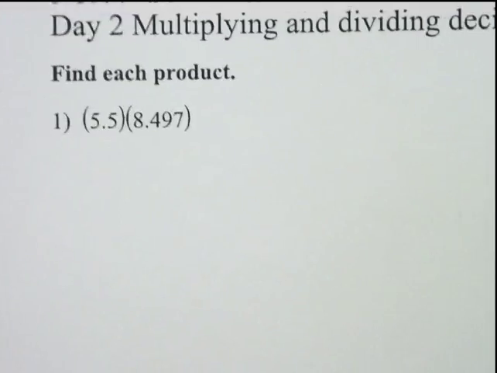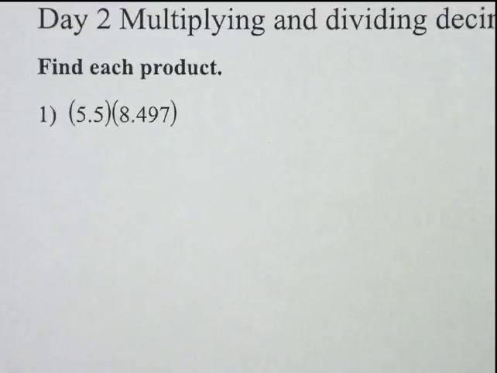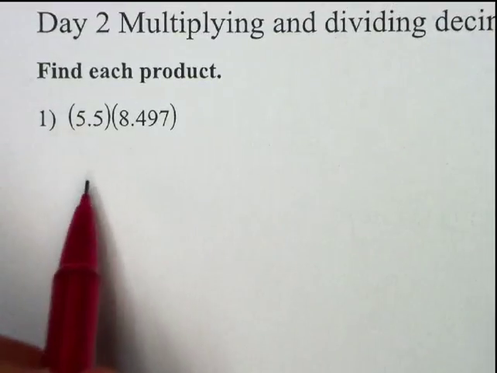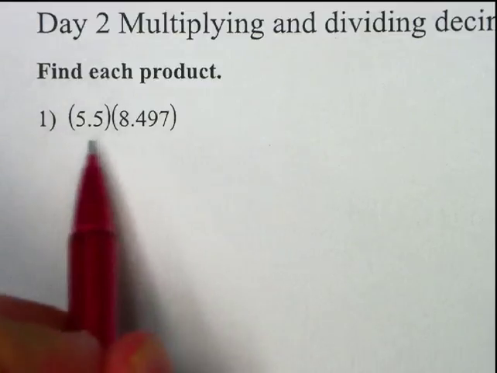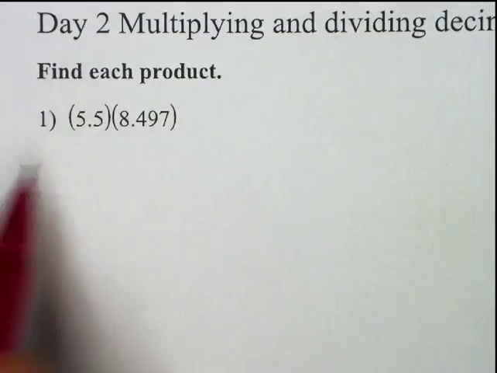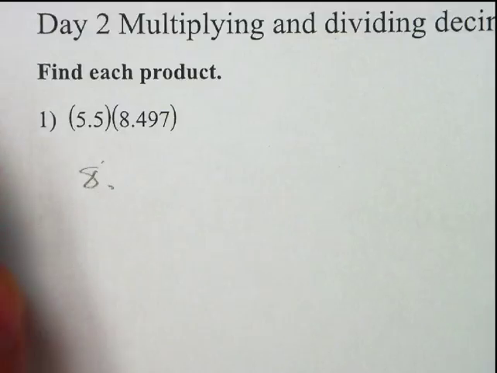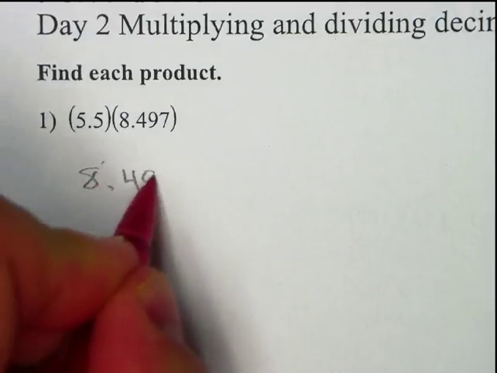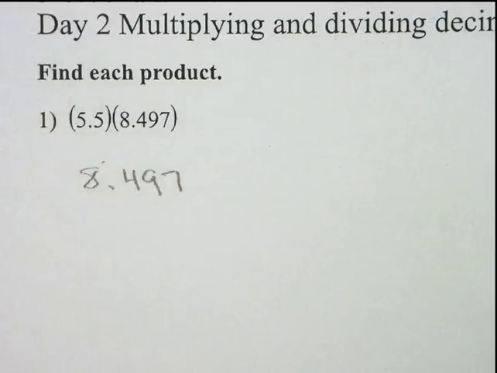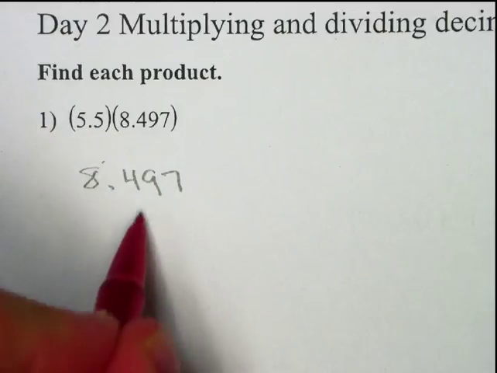Let's just go over a few of these. So let's start with here. It's easier if you write the number with the more digits on the top. So we can write 8.497 and do times 5.5.